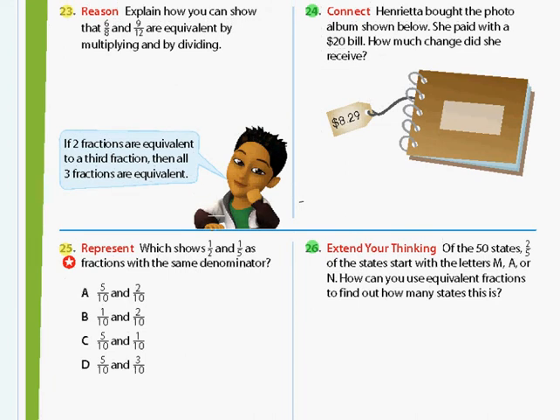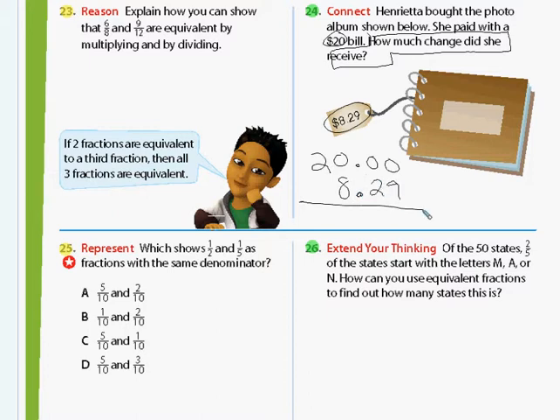Problem number 24. Okay. Henrietta bought a photo album shown below. She paid with a $20 bill. How much change did she receive? So she paid with a $20 bill. I'm boxing in my question. And the photo album costs $8.29. Important to make sure you line up your place value. Subtraction problem if I'm trying to figure out how much change I'm going to get back.